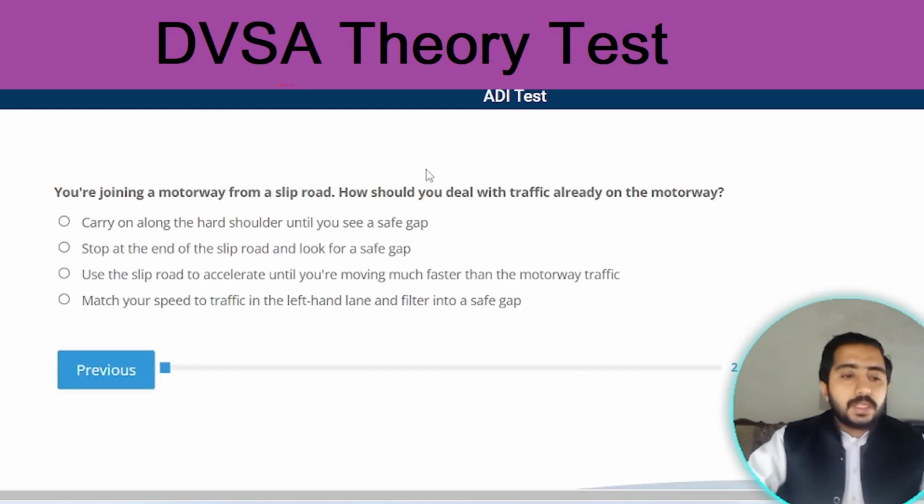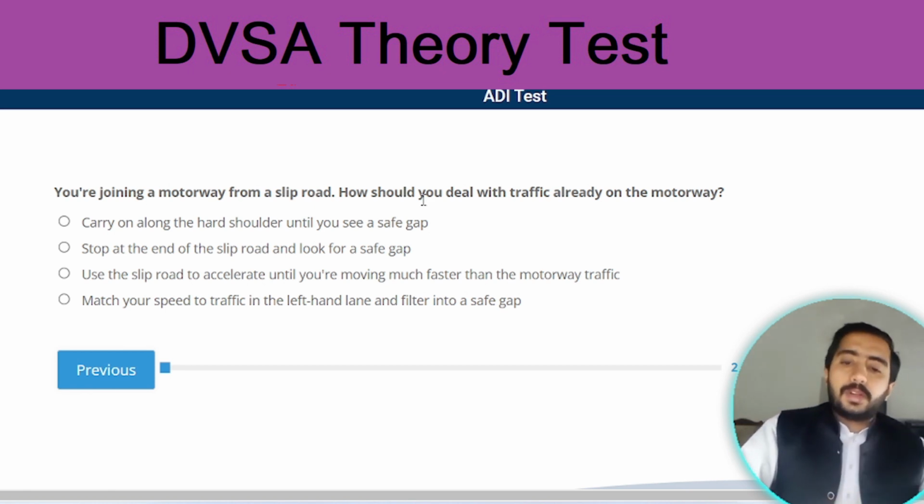Our first question is, you are joining a motorway from a slip road. How should you deal with traffic already on the motorway? You should match your speed to traffic in the left hand lane and filter into a safe gap. Option D is the correct option.